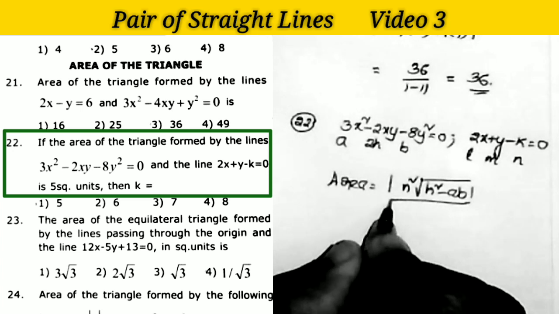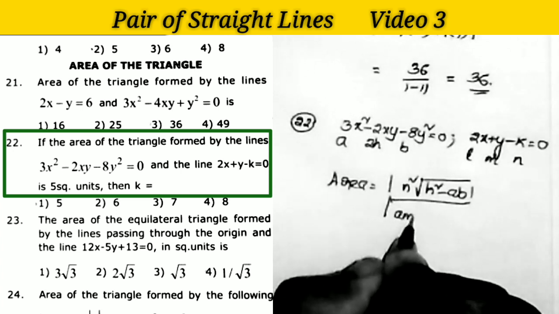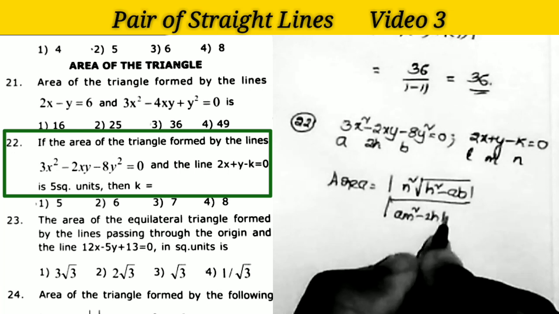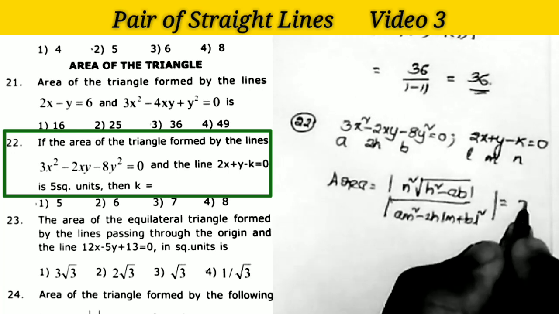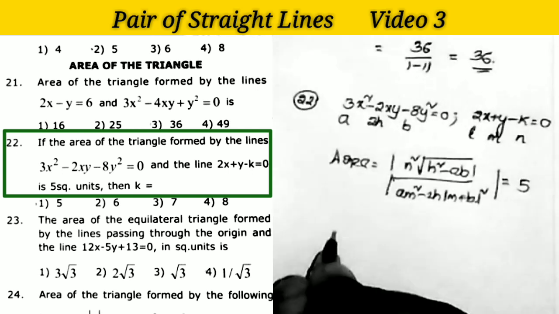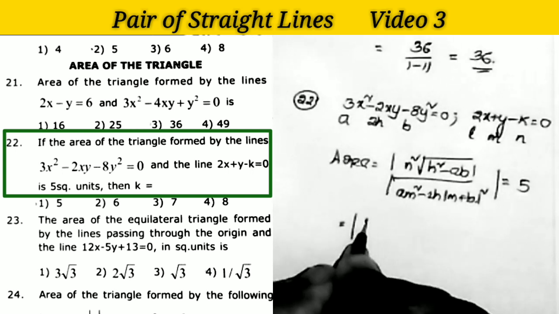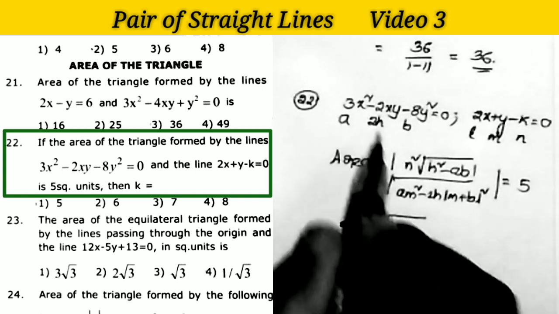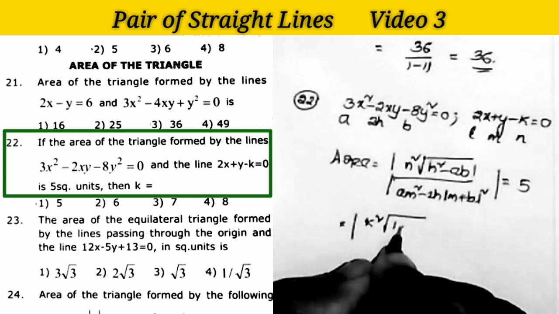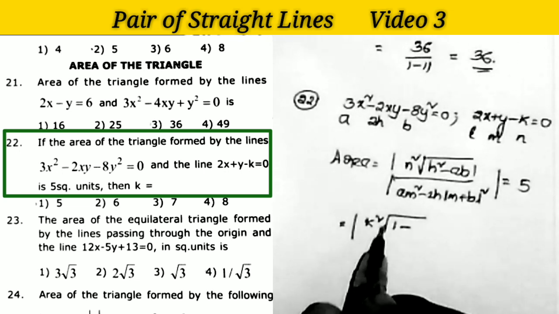So modulus of n square into square root of h square minus ab by am square minus 2hlm plus bl square is equal to 5. Given that area is equal to 5. Now replacing the values, n square into k square into h square minus ab. 2h is equal to minus 2, h is equal to minus 1. That is h square is equal to plus 1.